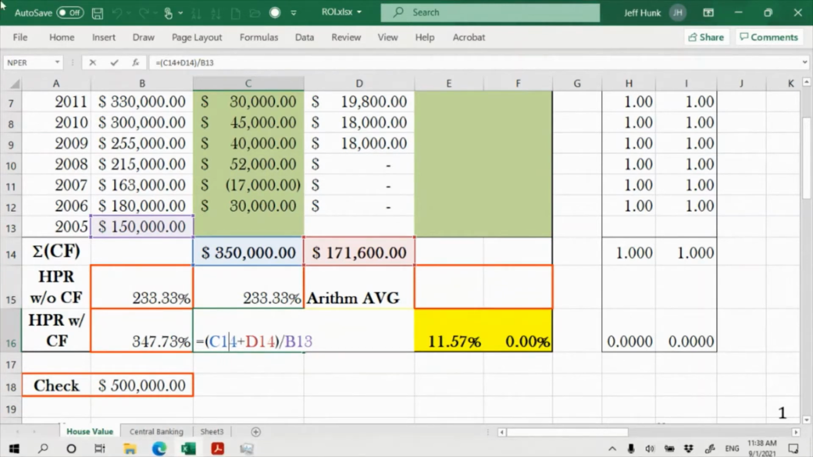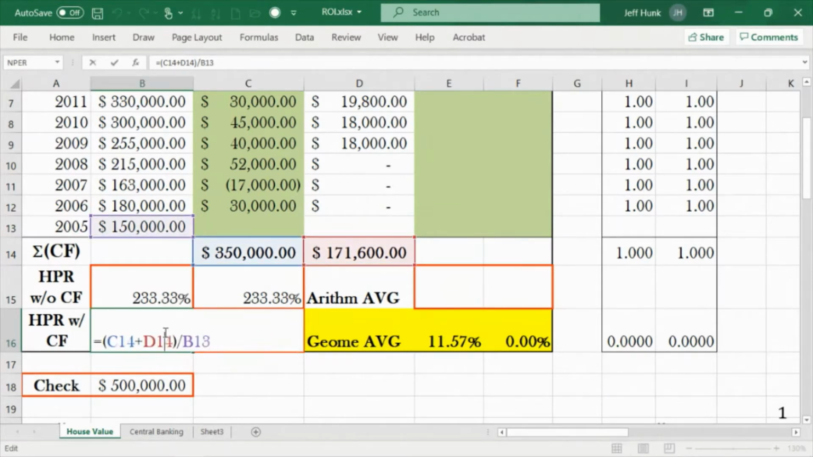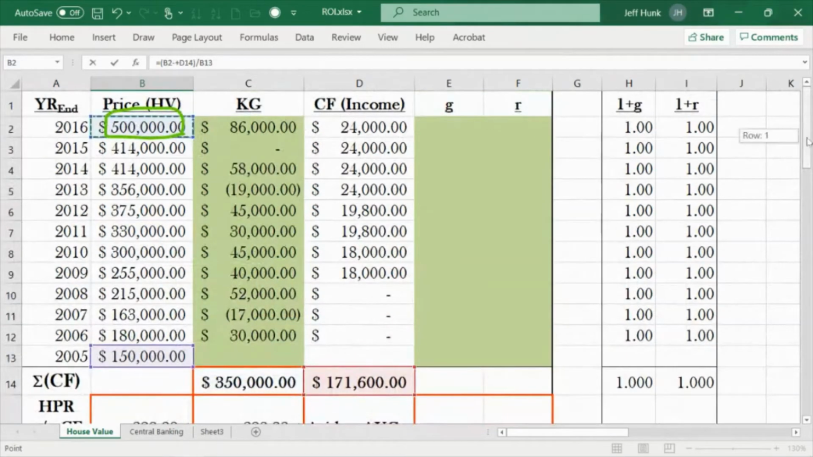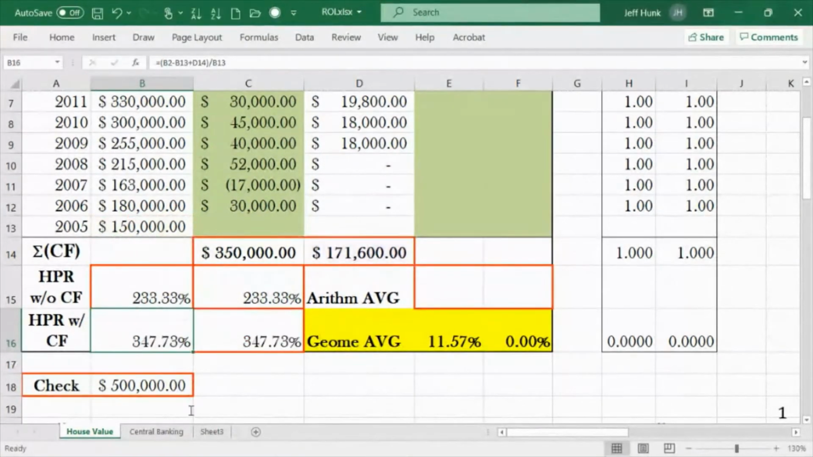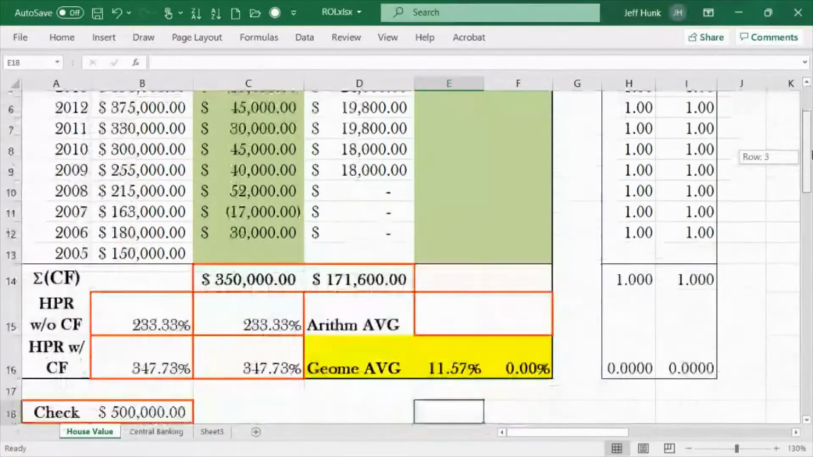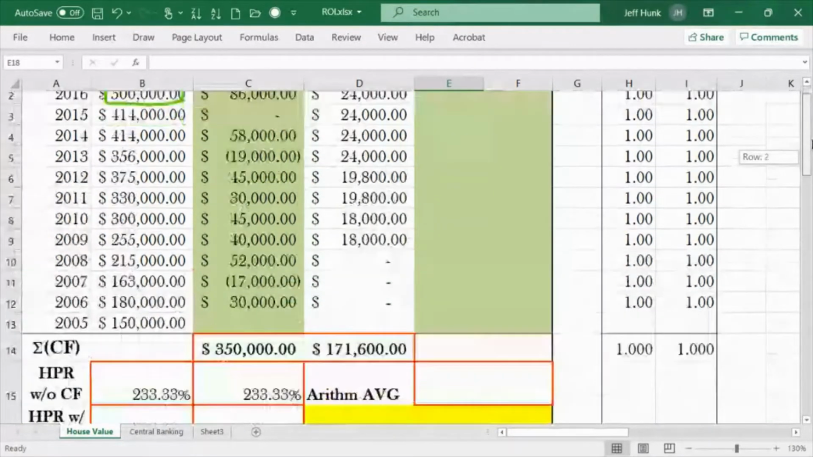And there you go. It's the same thing. So here, let's do it like this: B2 minus B13. That's still the same thing. And then, let's think about annual returns.